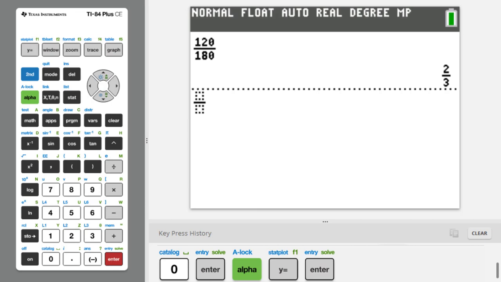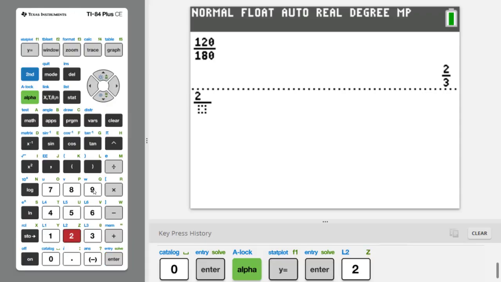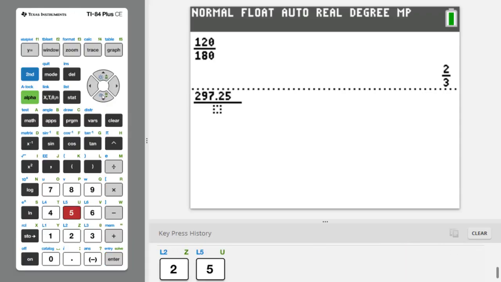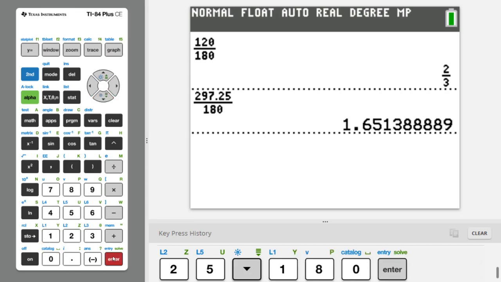So what was that number? 297.25, sorry. 297.25 on top. On bottom I know it's going to be 180. Let's see what happens. Yeah, so it did turn it into a decimal. However, that's not that big of a deal. What we can do is just see if it converts nicely into a fraction.